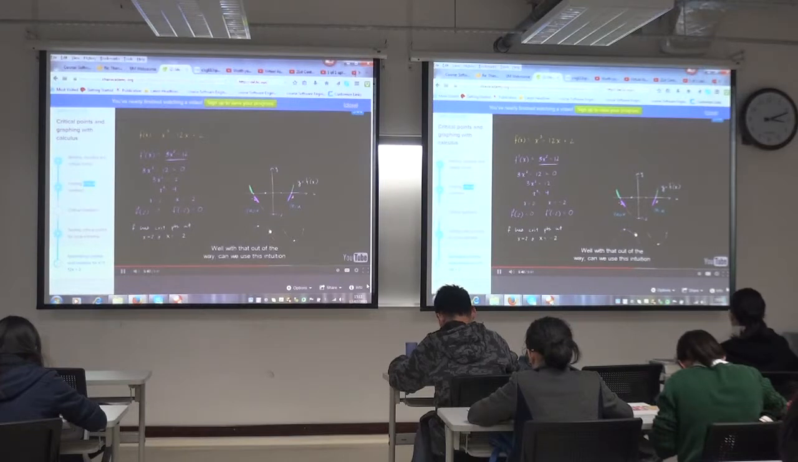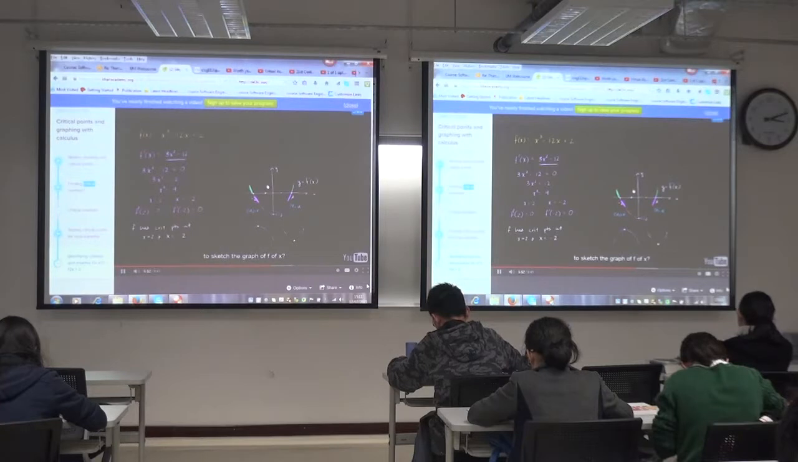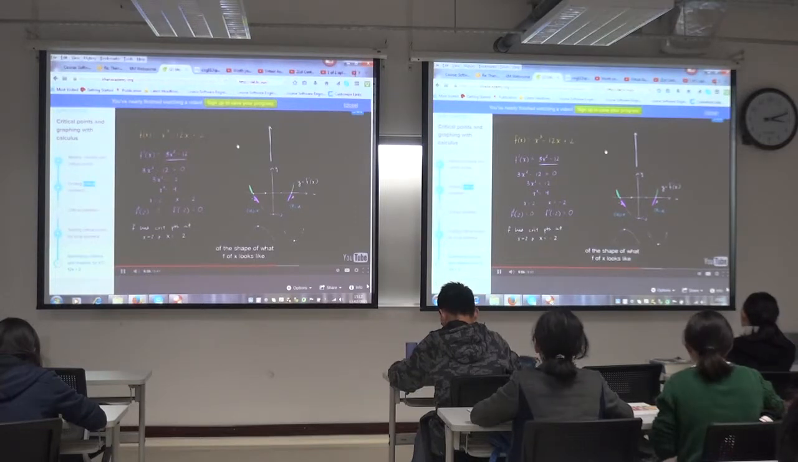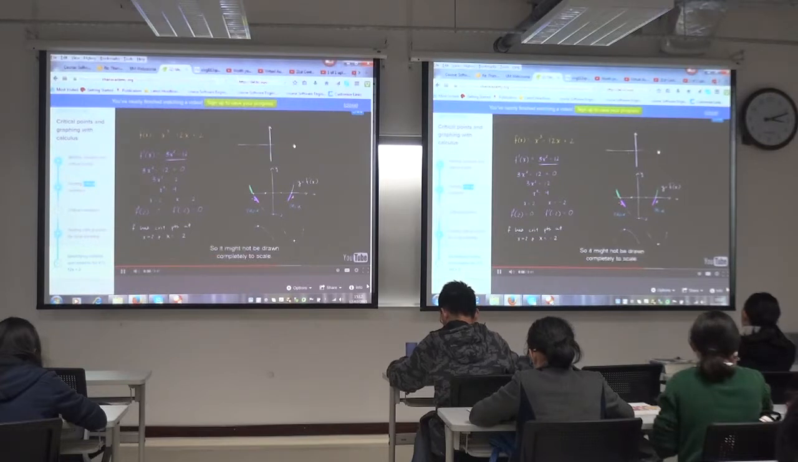But with that out of the way, can we use this intuition that we just talked about to at least try to sketch the graph of f of x? So let's try to do it. It's just going to be a sketch. It's not going to be very exact, but at least it'll give us a sense of the shape of what f of x looks like. So my best attempt. It might not be drawn completely to scale.